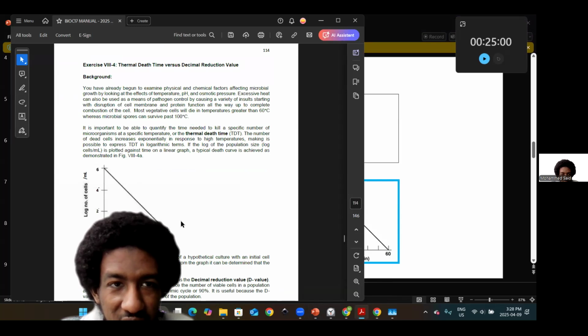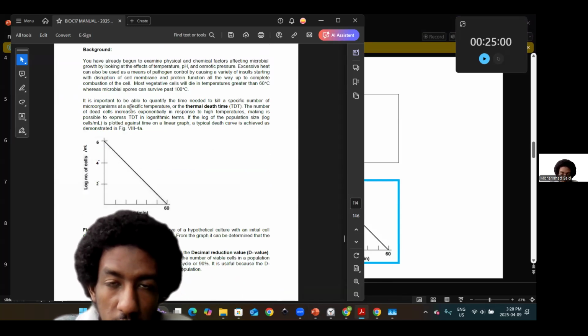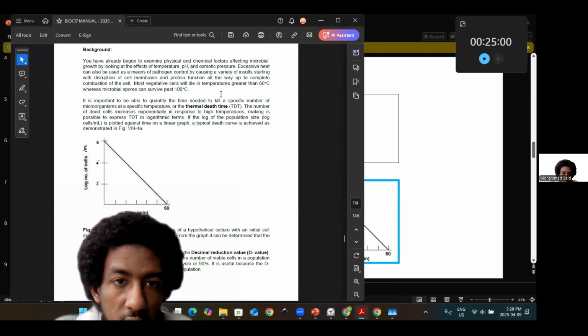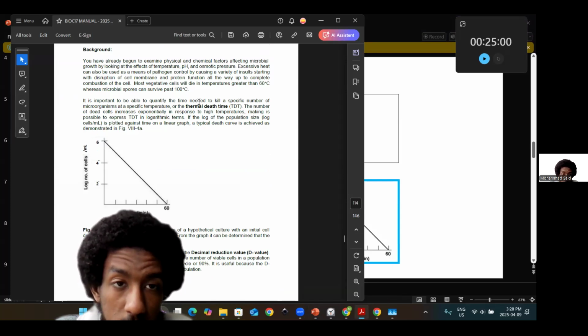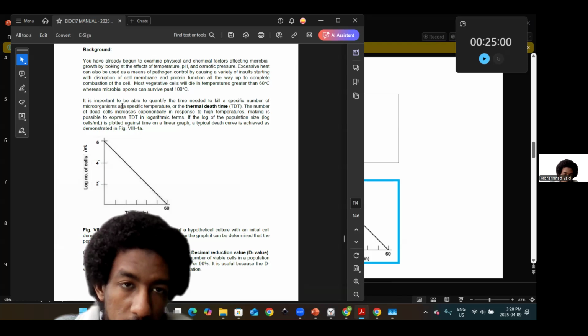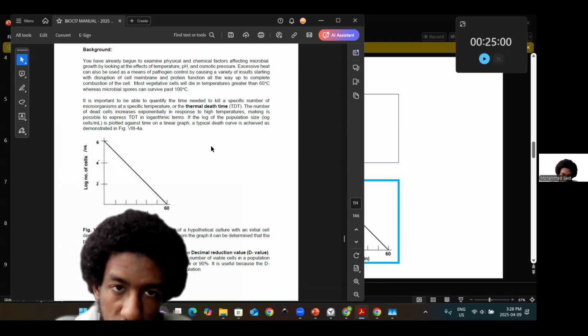Yes, TDT, as shown here. So let's have a look just so we can all understand this better. To quantify the time, TDT, thermal death time, or to understand this quantitatively, this is the time that is required for a specific number of microorganisms to be killed, at a specific temperature. So ignore the temperature point just for now.